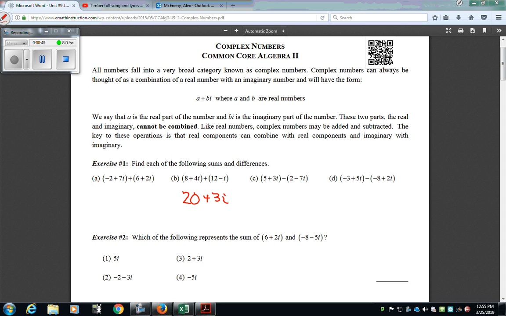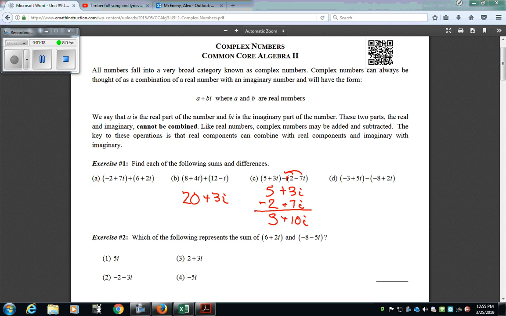Look out for in the case of subtraction, because you got to change the signs. So it's kind of like you're distributing a negative 1. So this would become 5 and 3i. And then you would have negative 1 times 2, which is negative 2, and negative 1 times negative 7, which would be positive 7i. So in this case, 5 minus 2 is 3. 3i and 7i would be 10i.